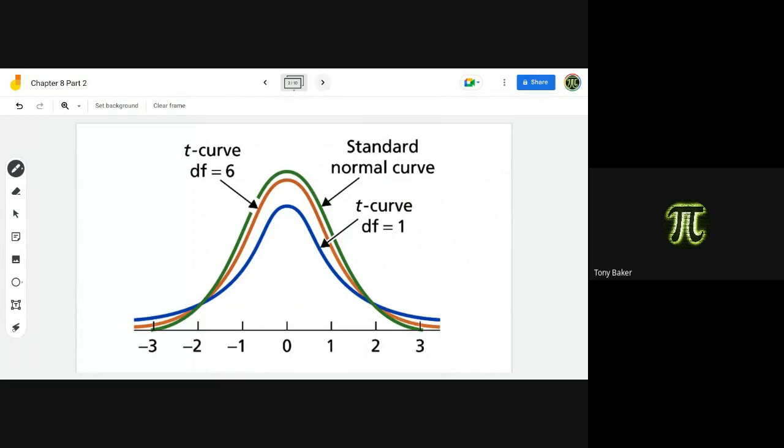So basically, what your T score does is it kind of squishes the normal curve. A degrees of freedom of 1 will be there. As the degrees of freedom gets higher and higher, it basically becomes very similar to the normal curve. Which number do you think ends up being just like the normal curve? What's the number that keeps coming up? 30. A degrees of freedom of 30 typically gets pretty close to a normal curve.